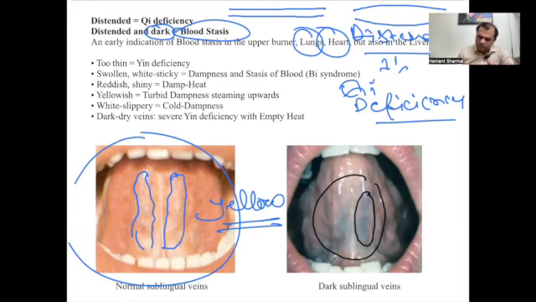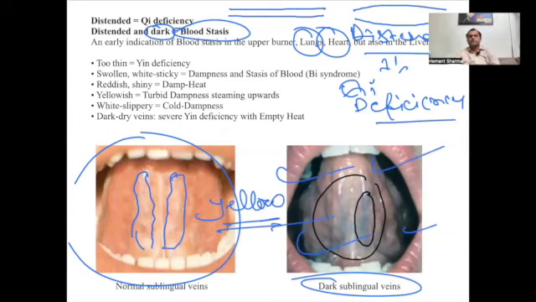But in the second image, they are very dark. So they are dangerous. They are showing some abnormalities. They are showing blood stasis.